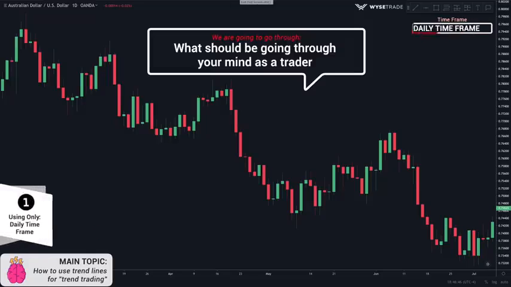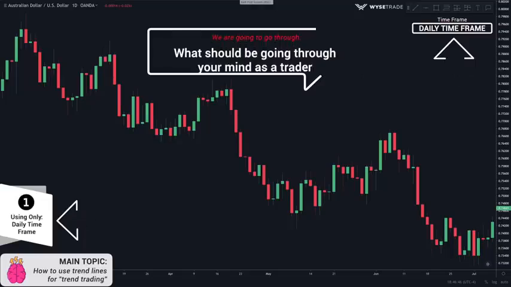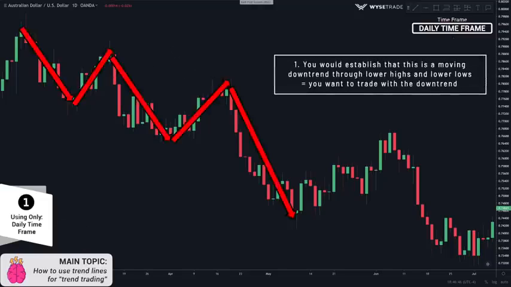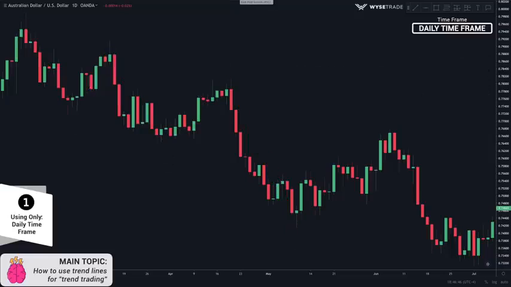Also, to point something out, we are only using one time frame in this example, which is the daily time frame. And the reason this is important is because later in this video, we will begin showing you how to use multi time frames. So first, you would have established that this is a moving downtrend as price was making lower highs and lower lows. So you would want to trade with the moving downtrend.